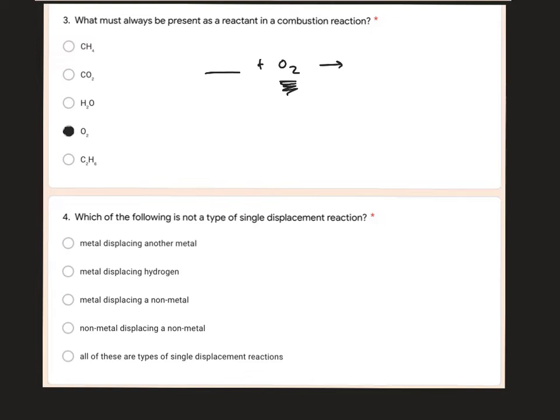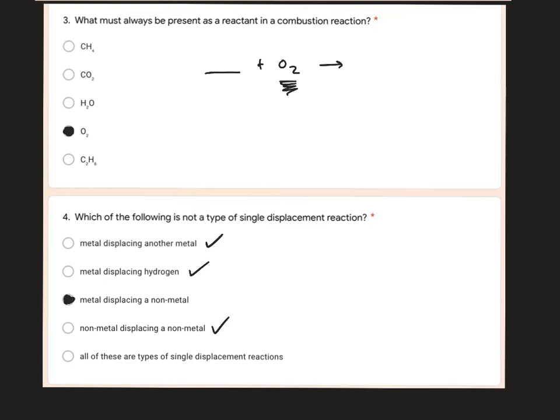Number 4, which of the following is not a type of single displacement reaction? And this comes from your notes on this section for single replacements. You can have a metal replacing another metal. That'll work. You can have metal replacing hydrogen. That'll work. You can have a non-metal displacing another non-metal. And the only one that doesn't exist is this.